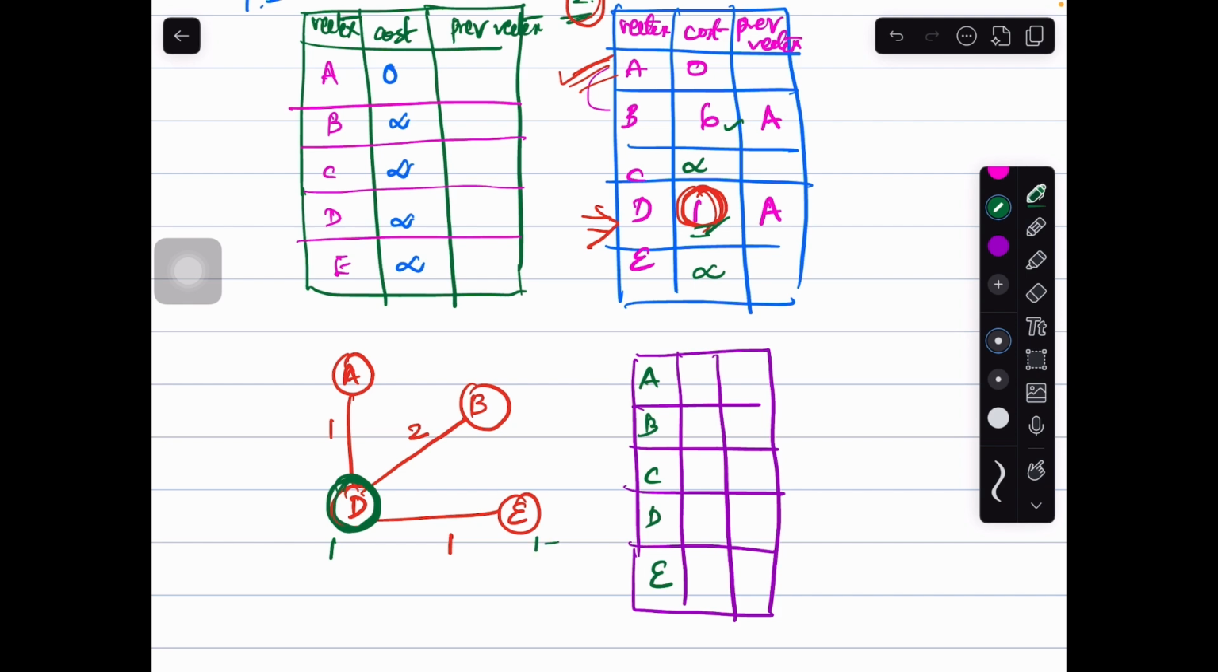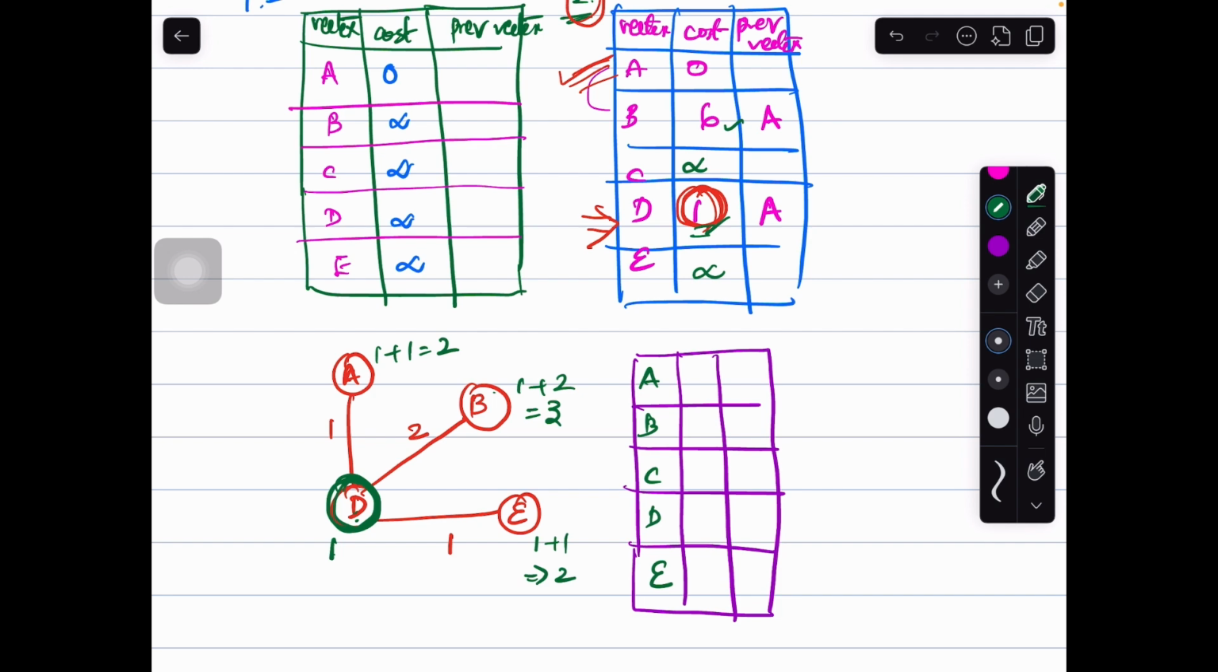It is 1 plus 1, so it's equal to 2. And now for D to B, it is 1 plus 2, so it's 3. And 1 plus 1, so to travel, it is 2. Fine. Now let us look into the table.